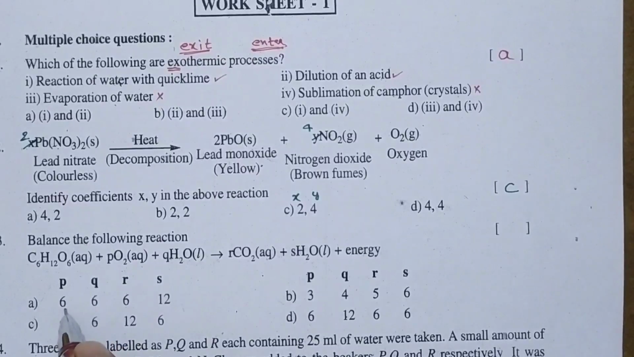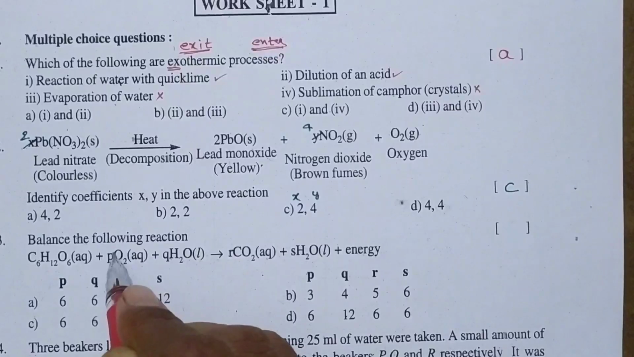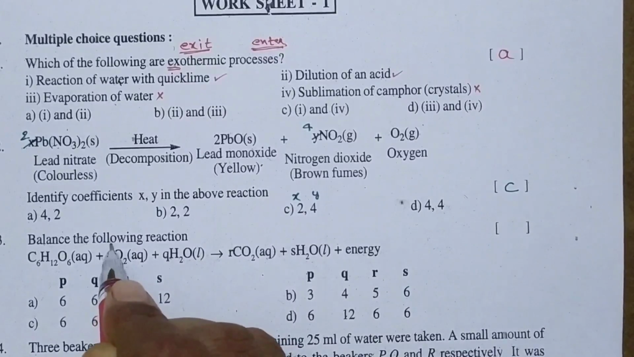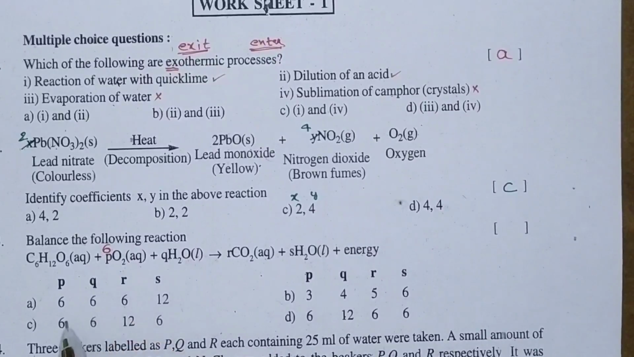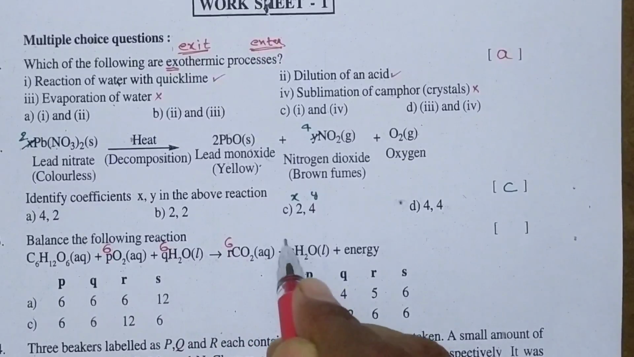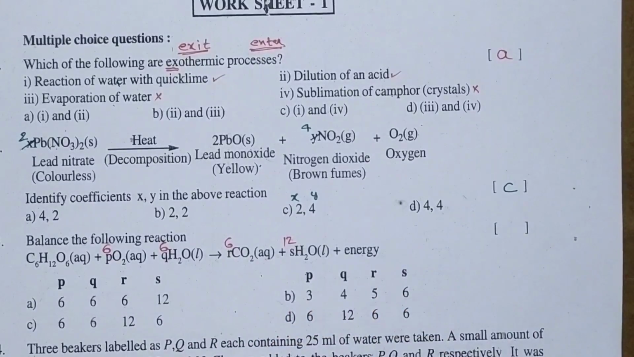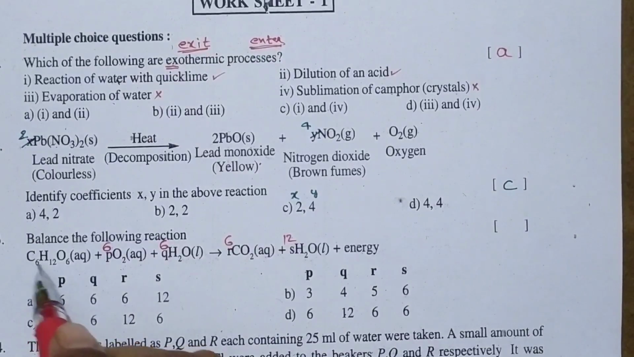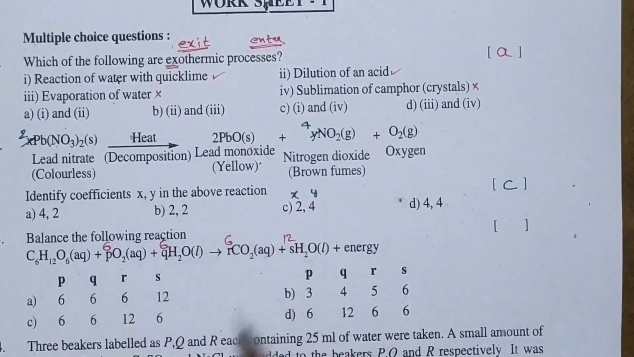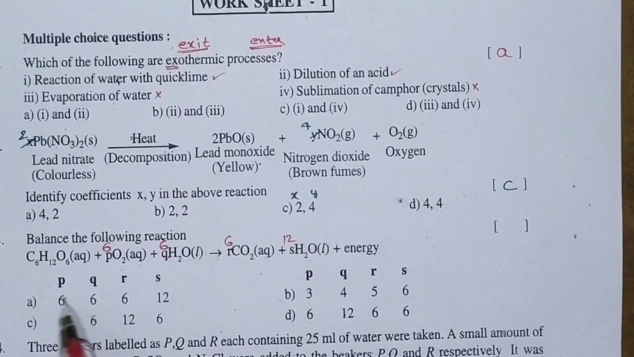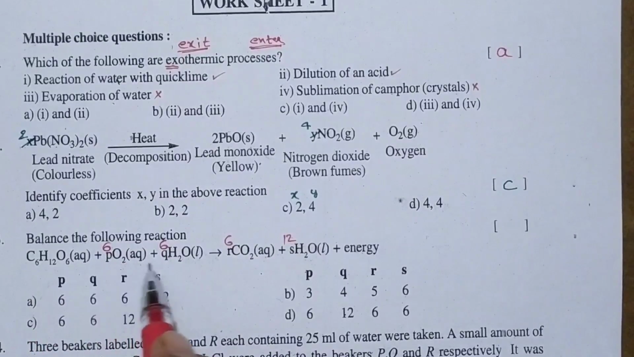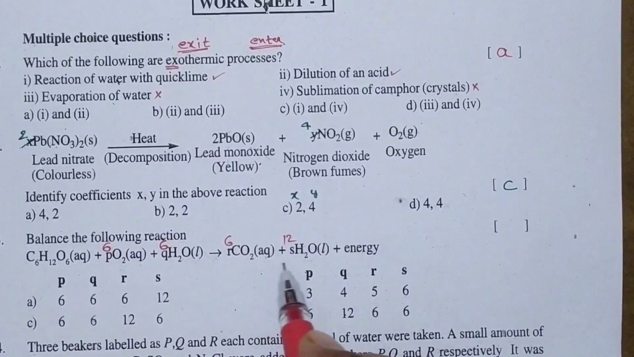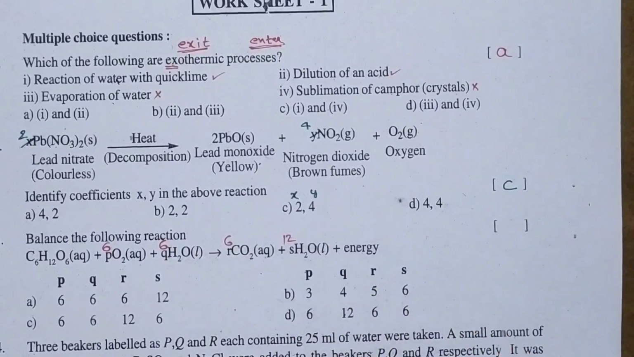For example, if we substitute 6 in place of P, let us write 6 here. Here Q is also 6, then R is 6, and S is 12. Now let us check whether every atom is balanced or not. Here carbon 6 are there, here 6 carbons, so carbon gets balanced. Now hydrogen: 12 plus here 6 twos are 12, 12 plus 12, 24 hydrogens should be there. Let us check this side: 2 twelves are 24, hydrogen gets balanced.